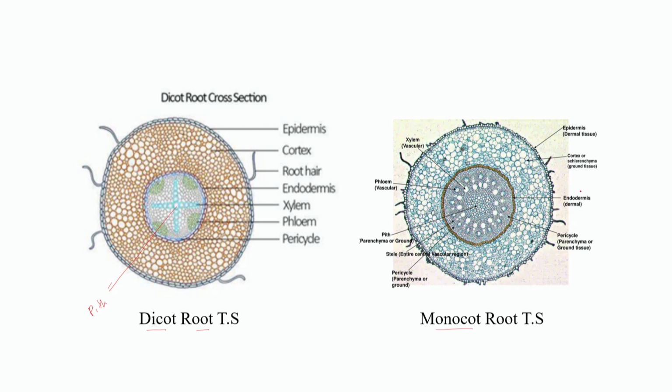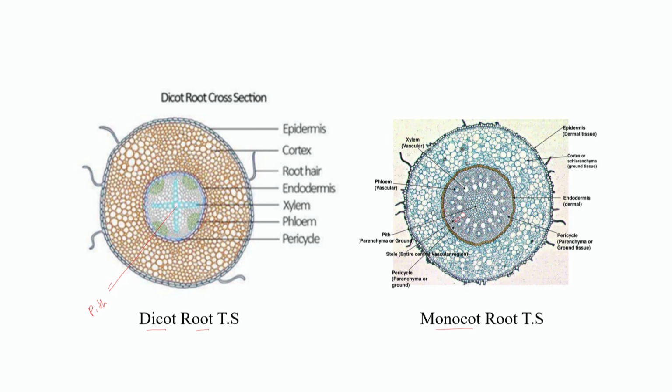Then cortex will also be there, but cortex is quite elaborate in both the cases, and that will be parenchymatous in nature. Here also endodermis is there. You can see endodermis in both the cases, followed by pericycle. Here also you will have pericycle. Then you can see different patches of xylem and phloem.